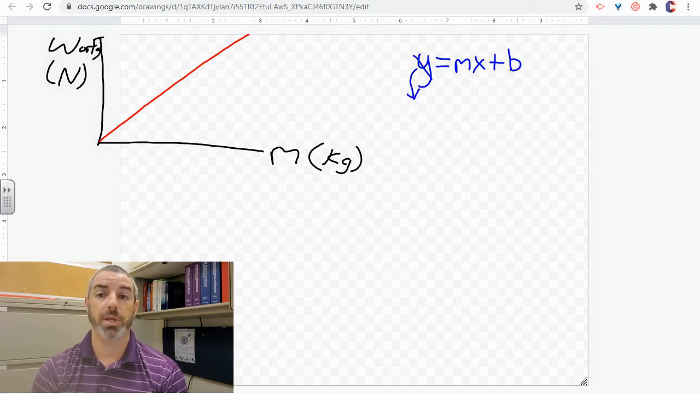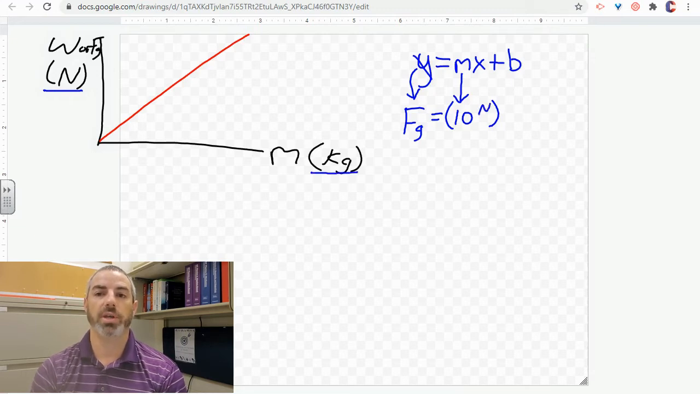Now we're going to substitute in for each of those variables. We're going to substitute force of gravity in for y. For the slope, remember I like to put the slope in parentheses, so we open parentheses. This way the units are separated. So let's say we got a slope of 10. And we look at our units on our slope. What are our units? Well, the rise is newtons and the run is kilograms. So that gives us a unit of newtons per kilogram.